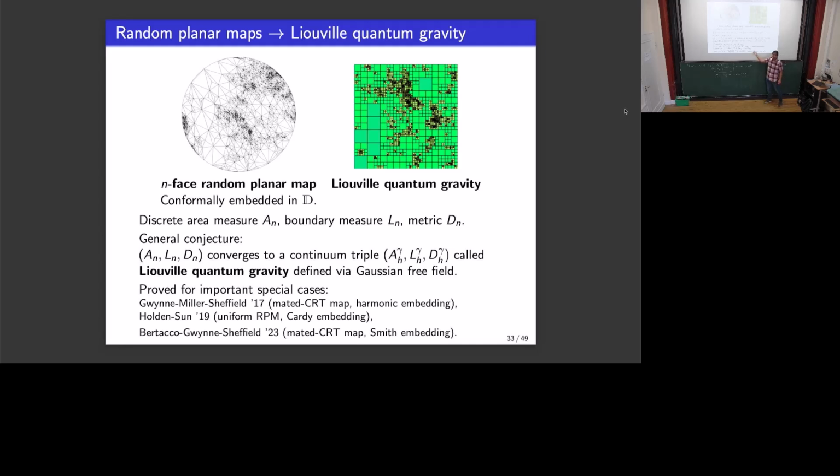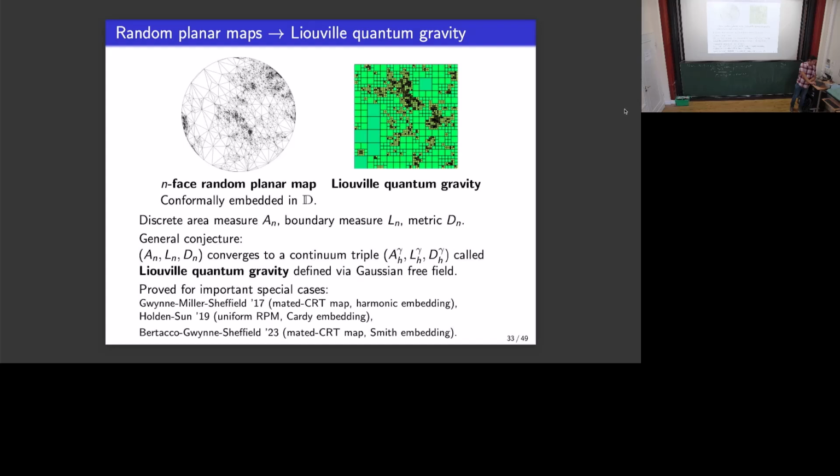So for the matrix CRT maps that Liam talked about yesterday, under the harmonic embedding, it's known that these discrete geometries converge to Liouville quantum gravity. For the uniform random planar map, under the so-called Hardy embedding, that converges to the Brownian map, and also the matrix CRT map with a different embedding called a Smith embedding. This convergence is also known.